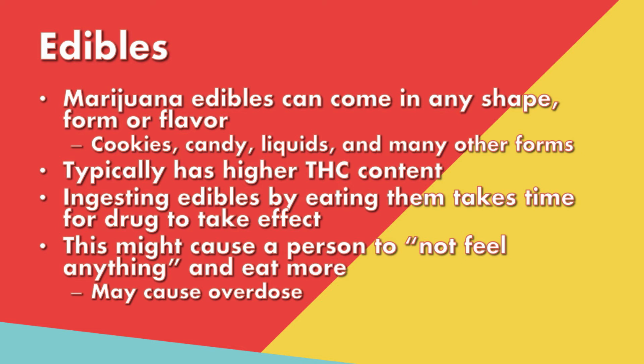And there's also marijuana edibles. Marijuana edibles can come in any shape, form, or flavor. They can be cookies, candy, liquids, and many other forms. Typically, these edibles have a higher THC content. When a person ingests edibles by eating them, it takes time for the drug to take effect. So this might cause a person to not feel anything and eat more of the drug. If they eat too much of it, they can overdose, which typically causes racing heart and high anxiety.